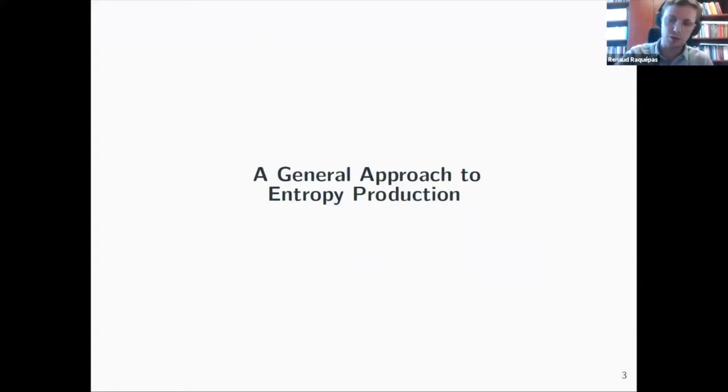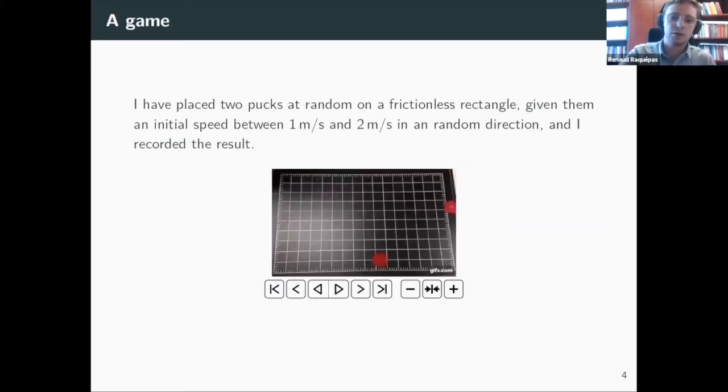I want to do that through a mini game. I'm telling you that I have this black rectangular surface that's essentially frictionless, and I have two red pucks that I positioned at random, according to some uniform measure on this rectangle. I also gave them random initial velocities. I chose the angle uniformly on the circle, and I gave them speeds between, say, 1 meter per second and 2 meters per second.